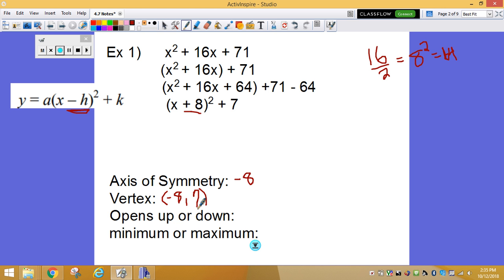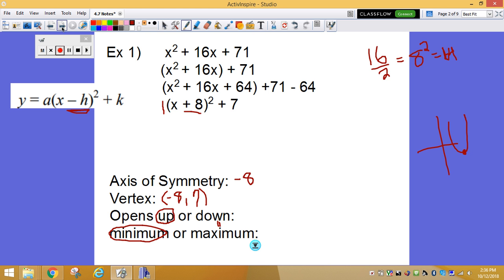So does it open up or down? Well, there's no number out front, which means it's really a 1, which is a positive, which means it's going to open up. Remember, if it was a negative, it would open down. And if a graph opens up, that means this vertex is always going to be a minimum. So those two are going to be paired up. If it opens up, it will be a minimum. It will never be a maximum. And down and maximum, these pair up. So if it ever opens down, it will be a maximum.